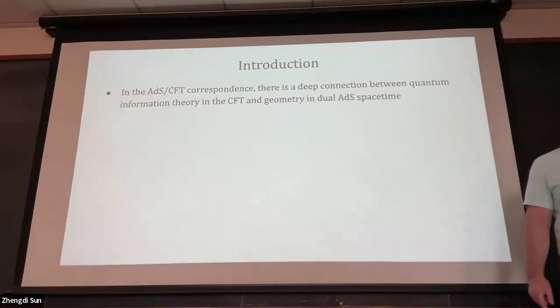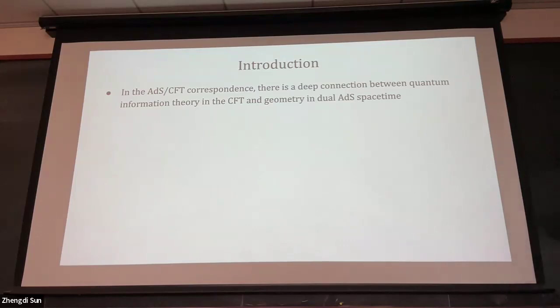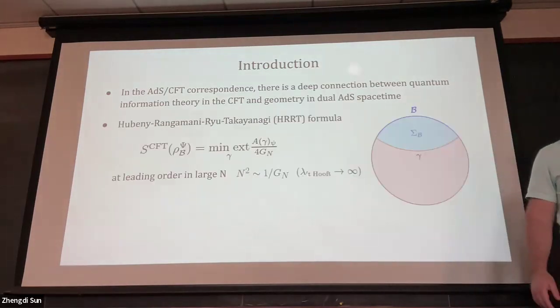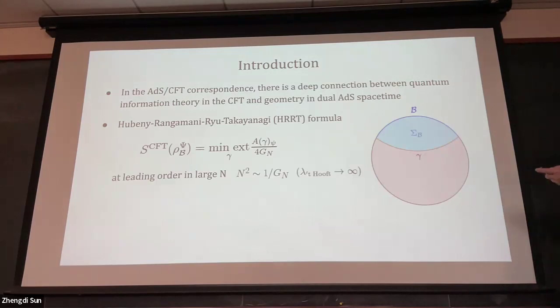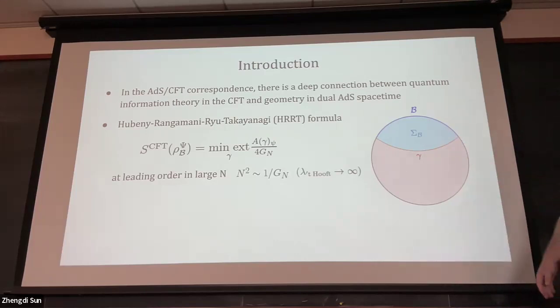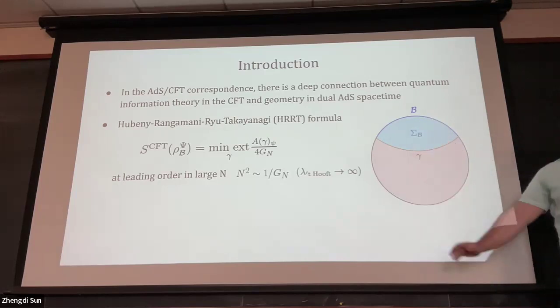So what's the idea? Well, in the last 20 years or so, we've learned a lot about a deep connection between information theory in CFT and geometry in AdS via the AdS/CFT correspondence. And the typical example of this is the Hubeny-Rangamani-Ryu-Takayanagi formula, which says that if you compute the entanglement entropy for a subregion in the CFT in some state capital psi, then that should be equal to an area, a codimension 2 surface, that has minimal area. So first you extremize the area of this codimension 2 surface, then you minimize over all possible extremal surfaces.